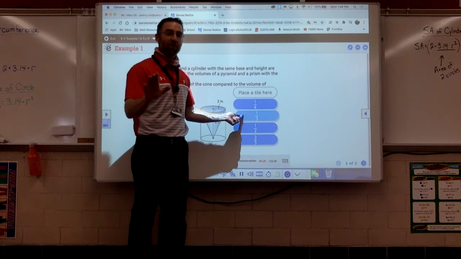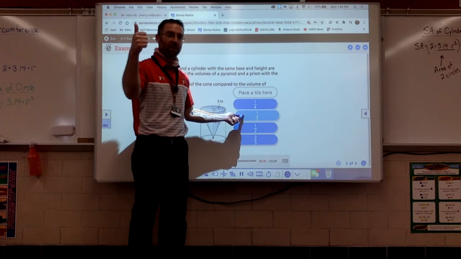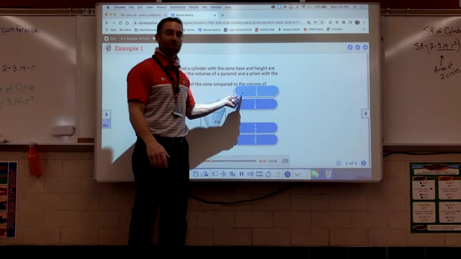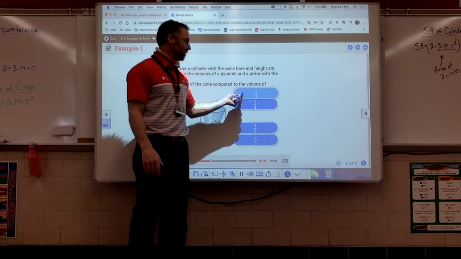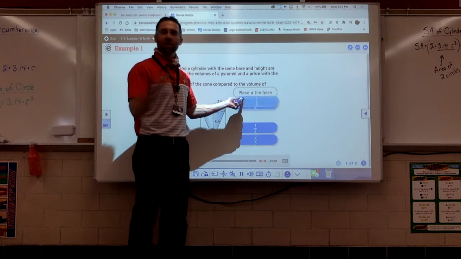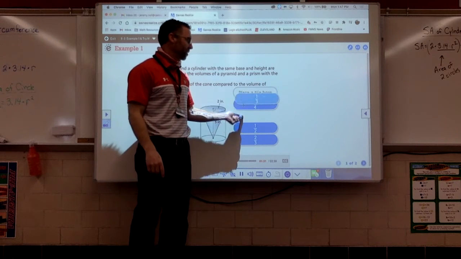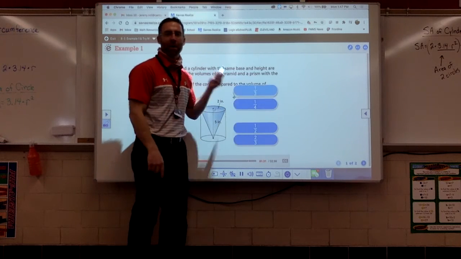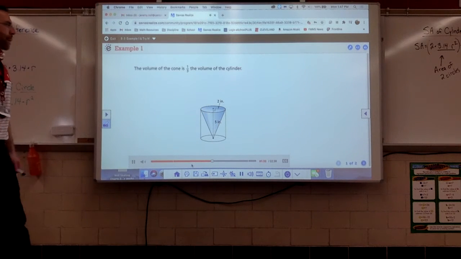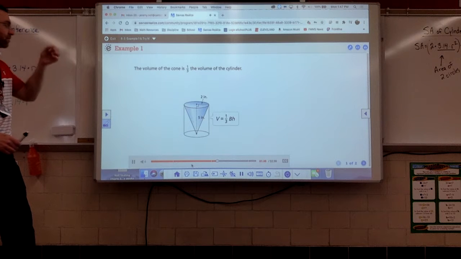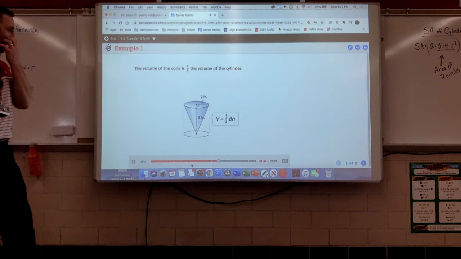The cool thing with all this is that all we have to do is find the volume of a cylinder, but then multiply it by 1/3. What if you didn't want to multiply by 1/3? What number could you divide by? 3. You could also divide by 3, but we're going to multiply by 1/3, everybody. The volume of the cone is 1/3 the volume of the cylinder. The volume of a cone equals 1/3 times the area of the base times the height.